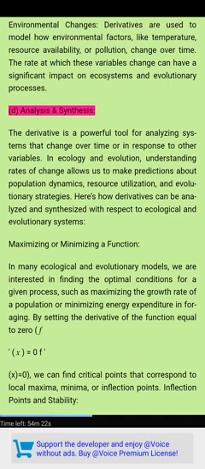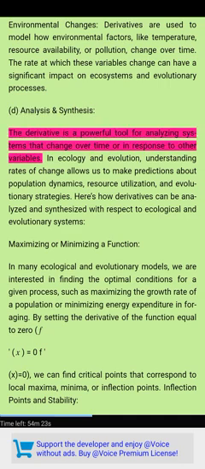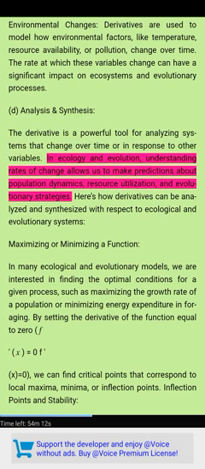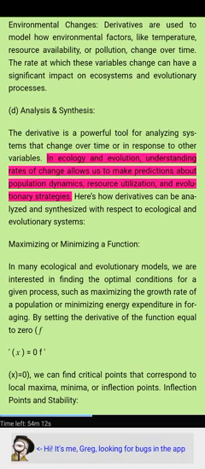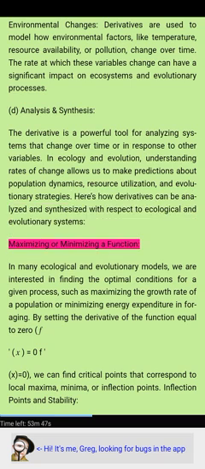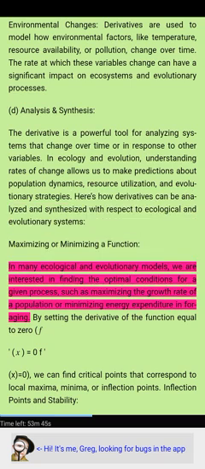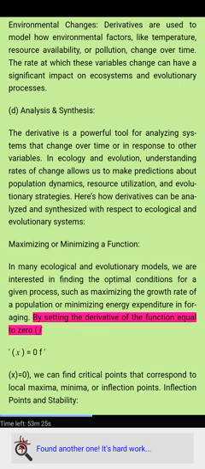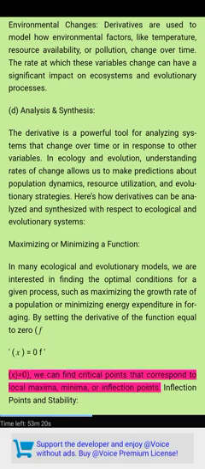Analysis and synthesis. The derivative is a powerful tool for analyzing systems that change over time or in response to other variables. In ecology and evolution, understanding rates of change allows us to make predictions about population dynamics, resource utilization, and evolutionary strategies. Here's how derivatives can be analyzed and synthesized with respect to ecological and evolutionary systems. Maximizing or minimizing a function: in many ecological and evolutionary models, we are interested in finding the optimal conditions for a given process, such as maximizing the growth rate of a population or minimizing energy expenditure in foraging. By setting the derivative of the function equal to 0, f'(x) = 0, we can find critical points that correspond to local maxima, minima, or inflection points.